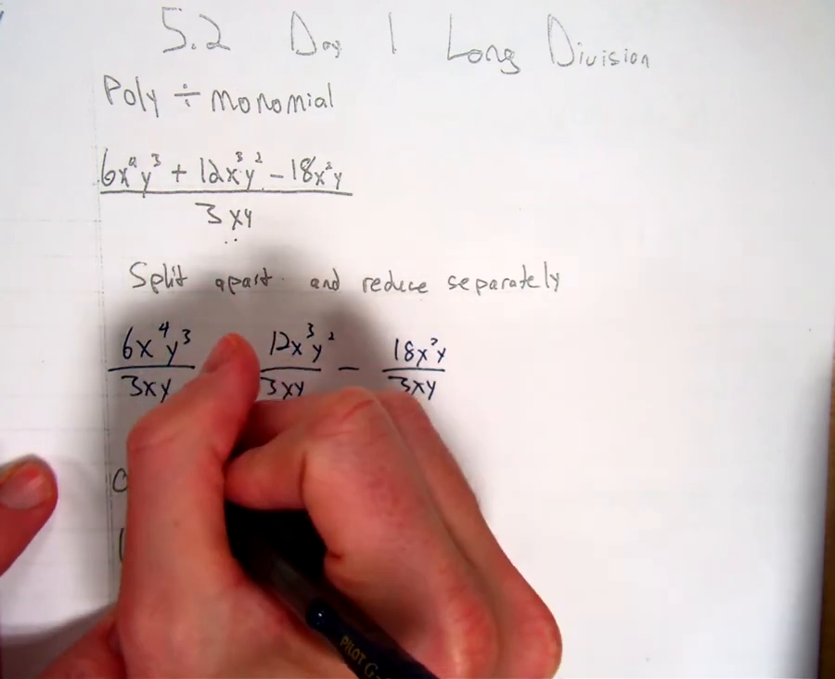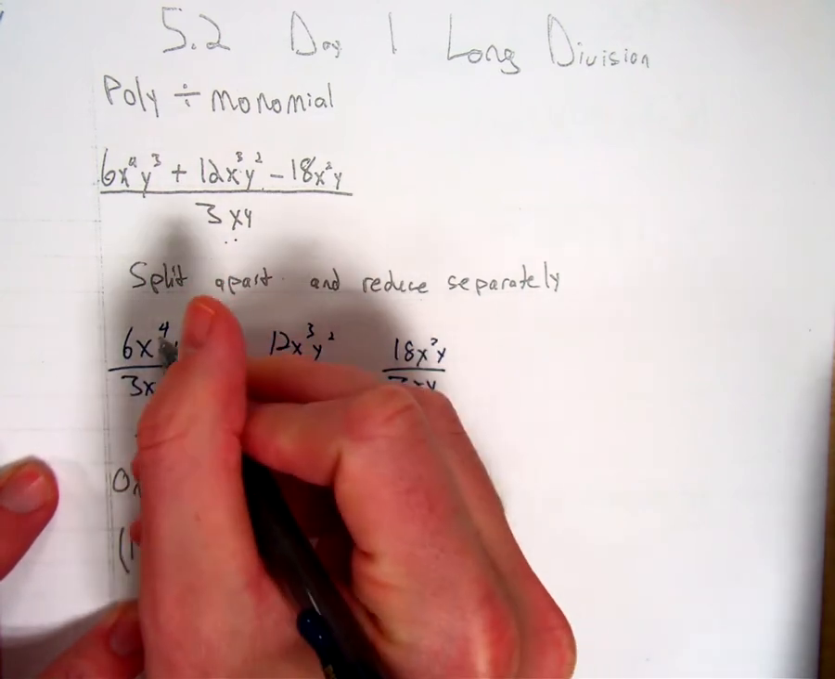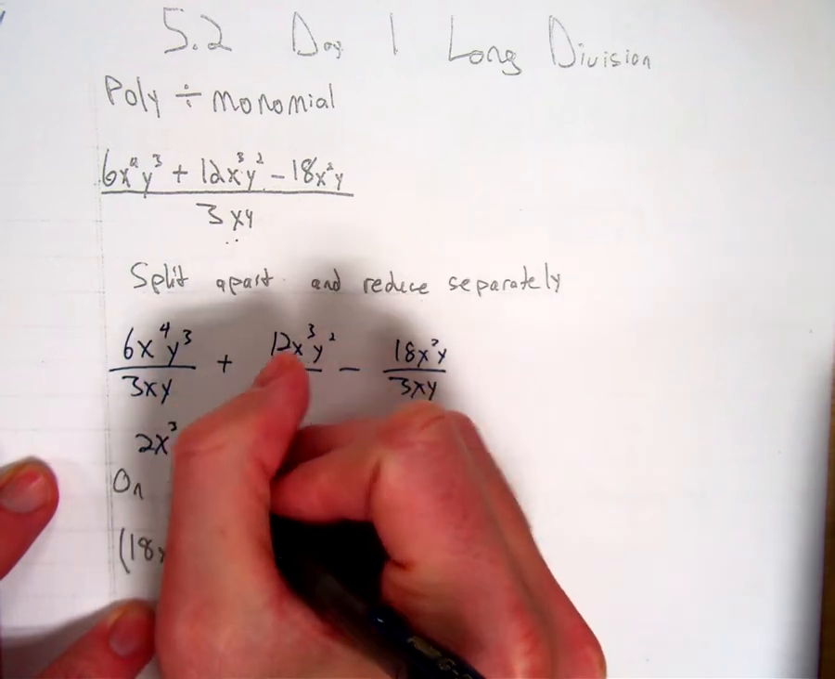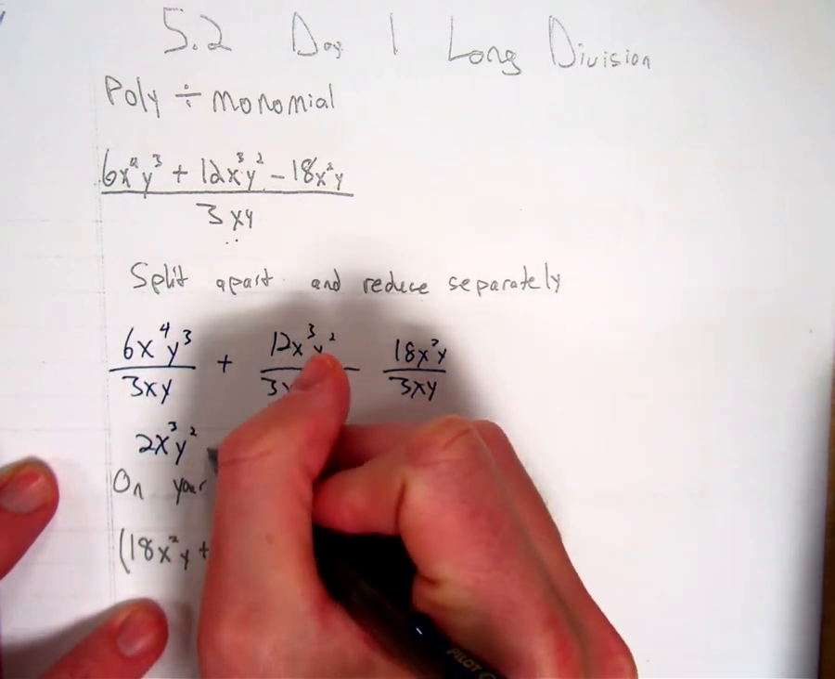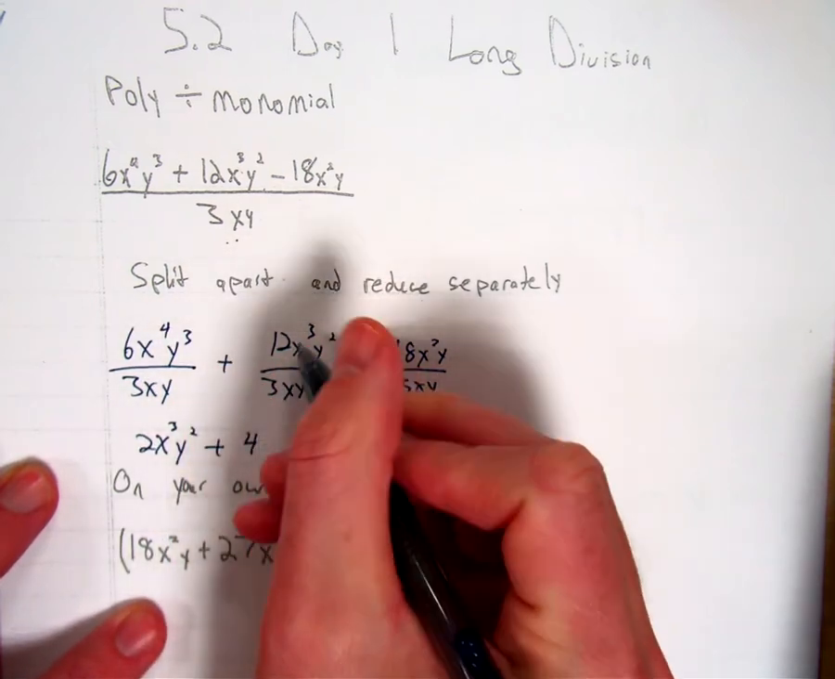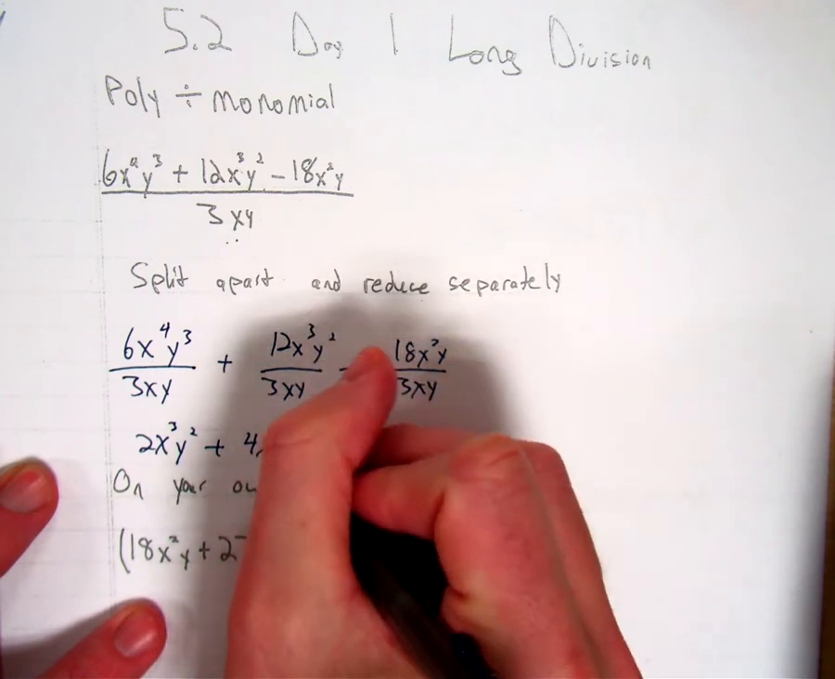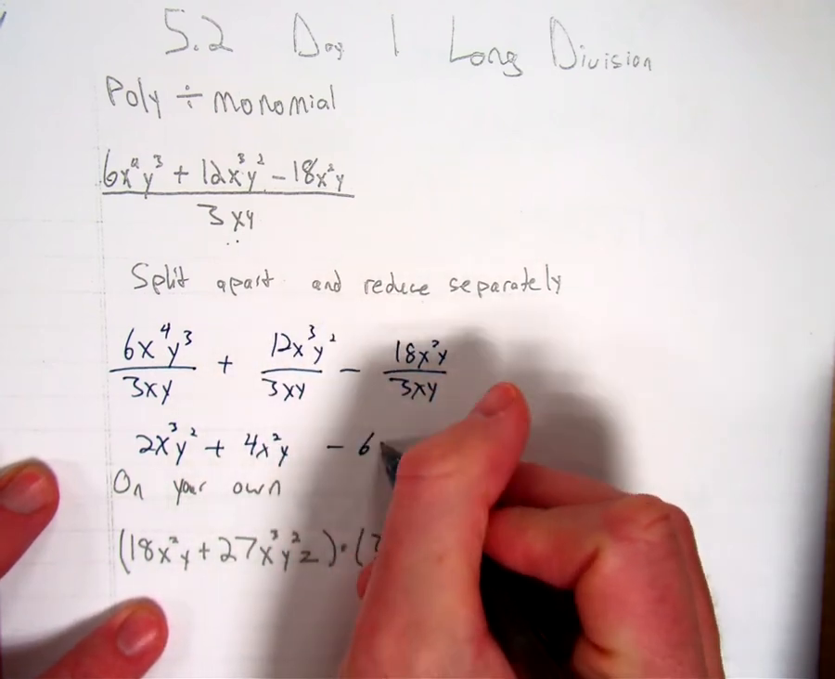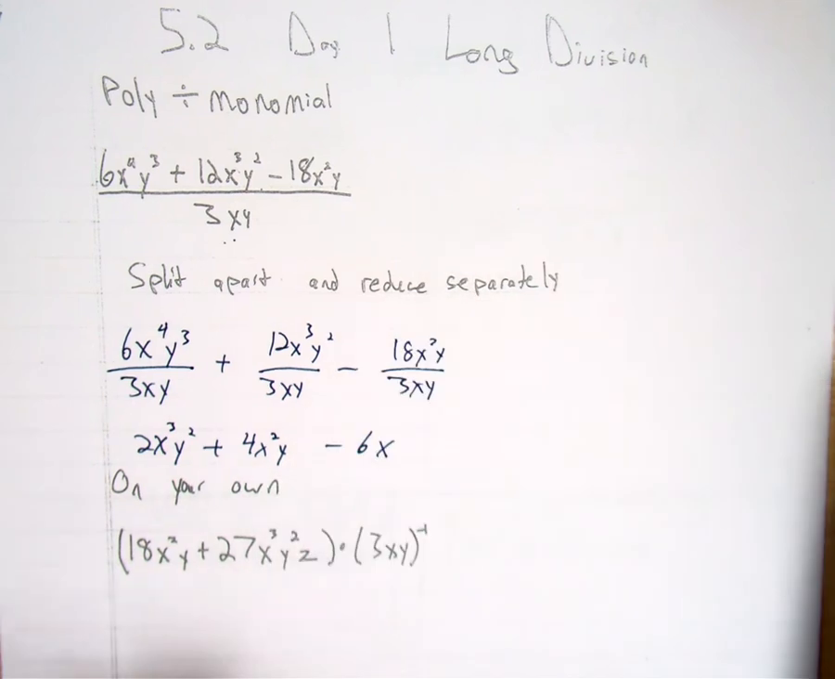So the 6 over the 3 is going to equal 2. X to the fourth over x is x to the third. Y to the third over y is y squared. Well, 4x to the third over x is 4x squared y, minus 6x, and y over y would cancel out. No y's in our answer.